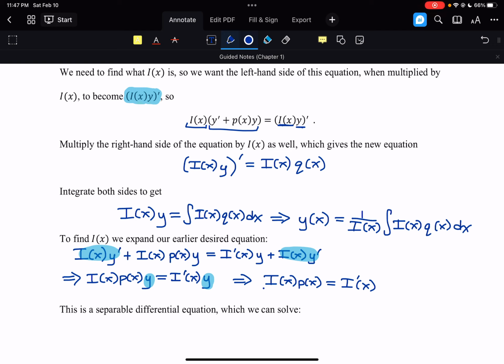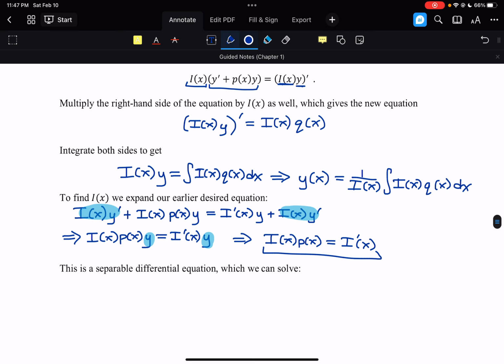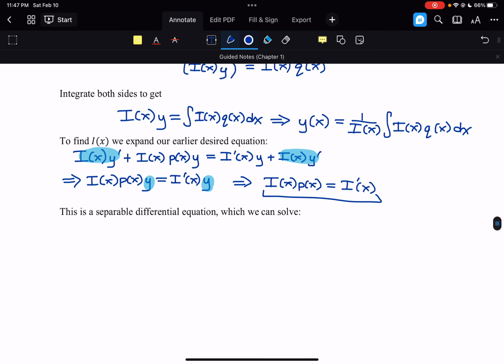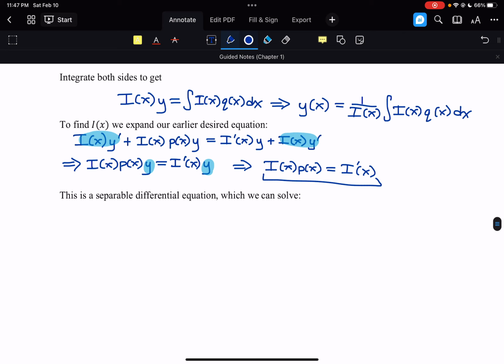Now, this differential equation that we just got right here is actually separable. That's the type of differential equation we talked about in the previous section. So if we set this up, we get I of x times p of x equals, so this would be di dx, if we set that up using the Leibniz notation. So we're going to get p of x dx on the left-hand side, divide this I under here. So that's 1 over I di.